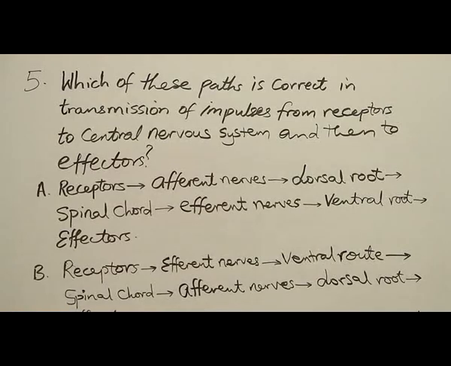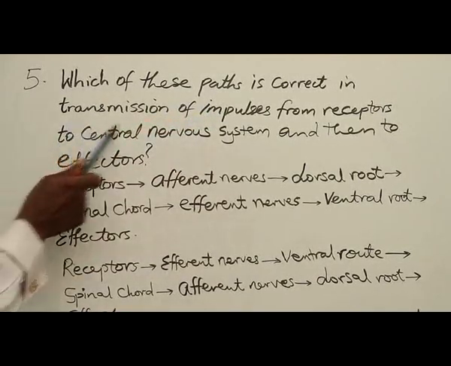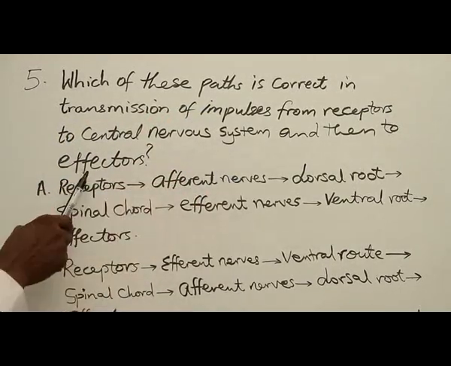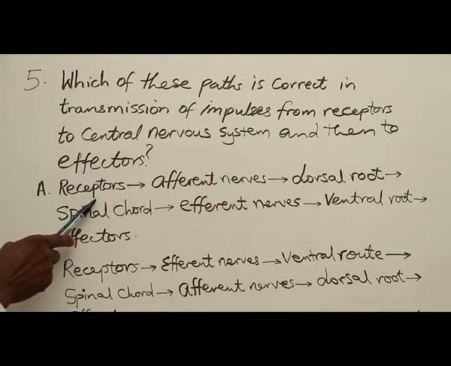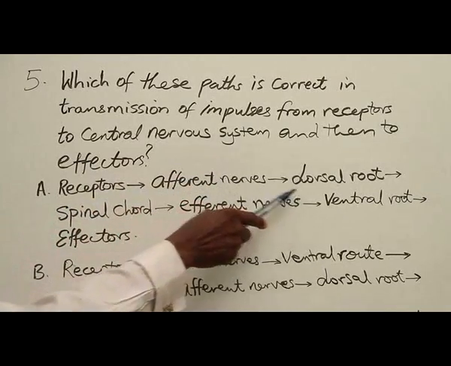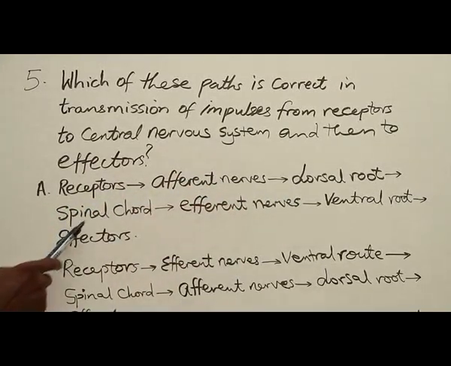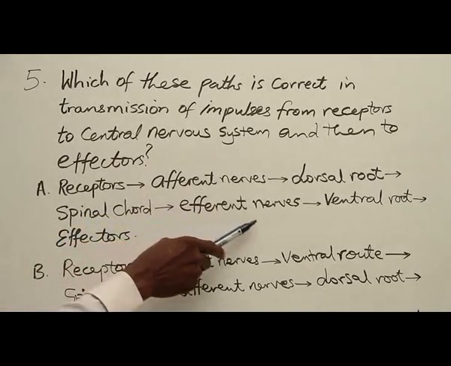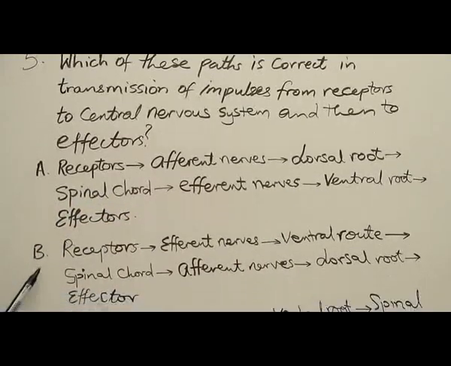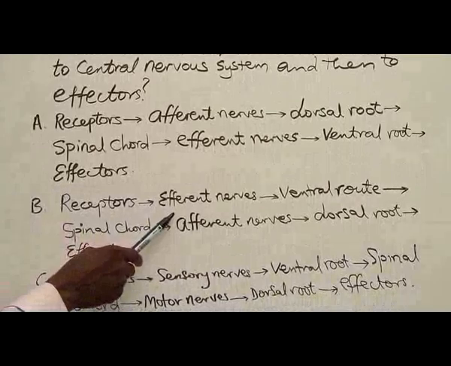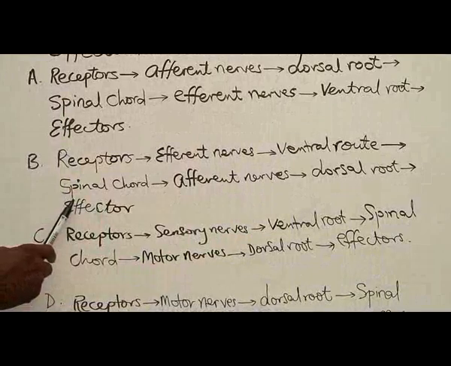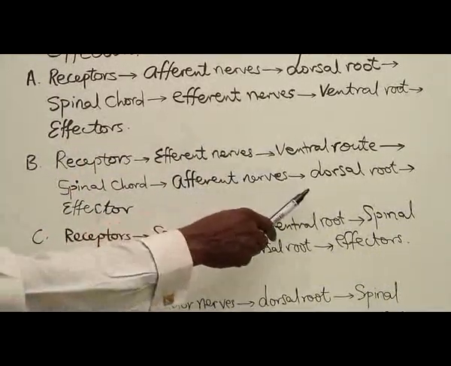Number five, which of these paths is correct in transmission of impulses from receptors to the central nervous system and then to effectors. A, receptors through afferent nerves, through dorsal root to spinal cord, from there through efferent nerves, through ventral root to effectors. B, receptor through efferent nerves, through ventral root, through spinal cord, through afferent nerves, through dorsal root, and then to effector.